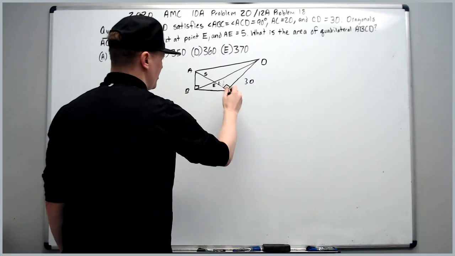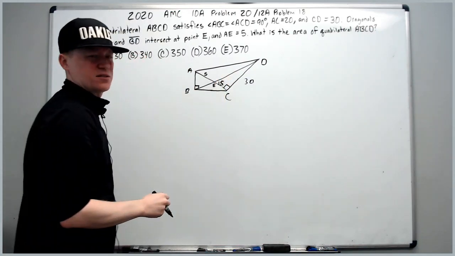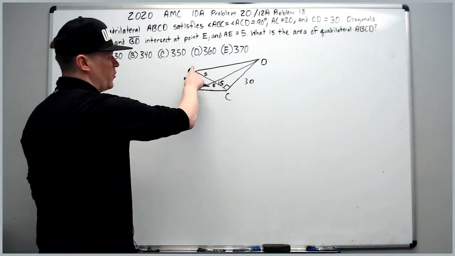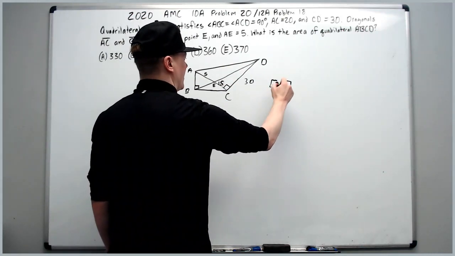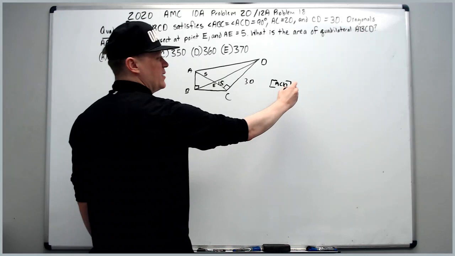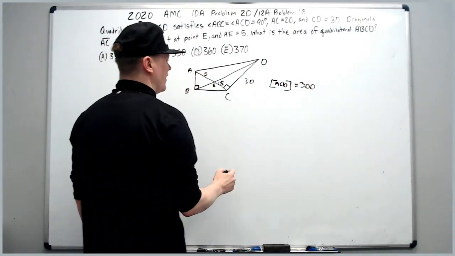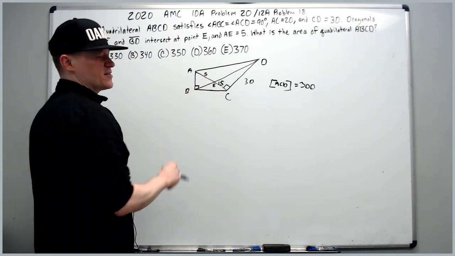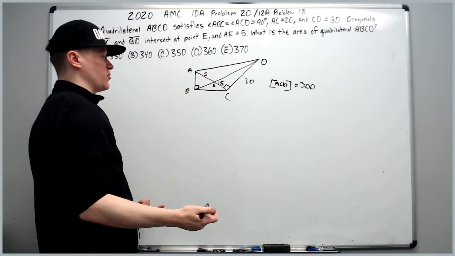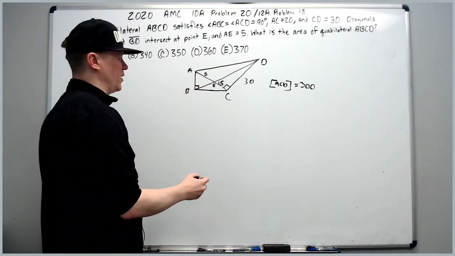For starters, you've got 2 right triangles. Try to capitalize on that. We know that ACD's area can be written as half 20 times 30, which is 300. Then how are we going to get ABC? Well, we have the base of it right here. It would be really great if we knew what the height was.